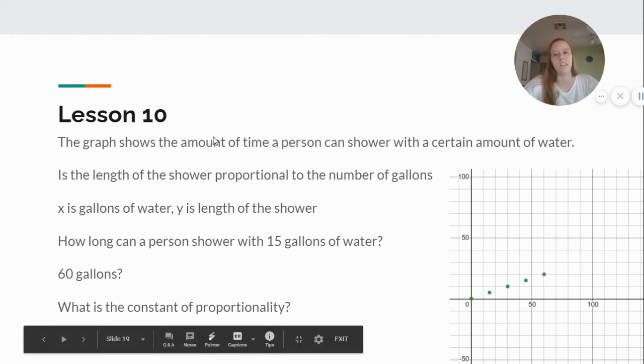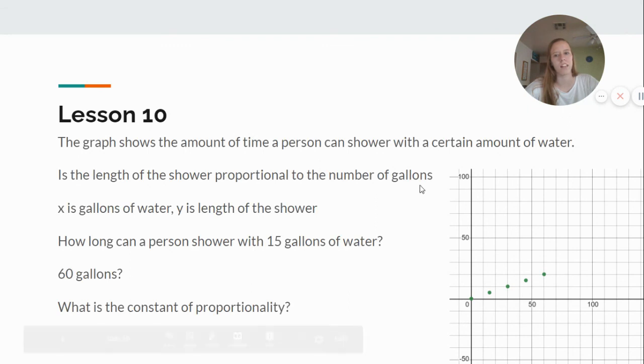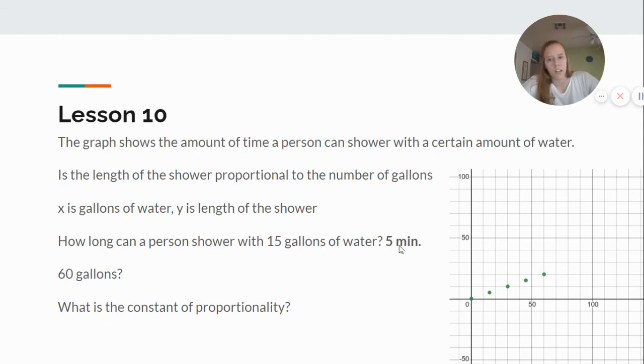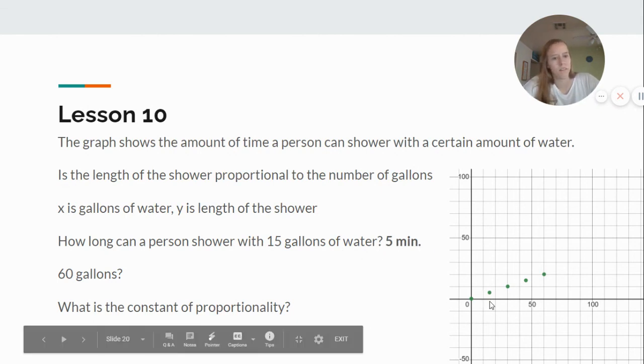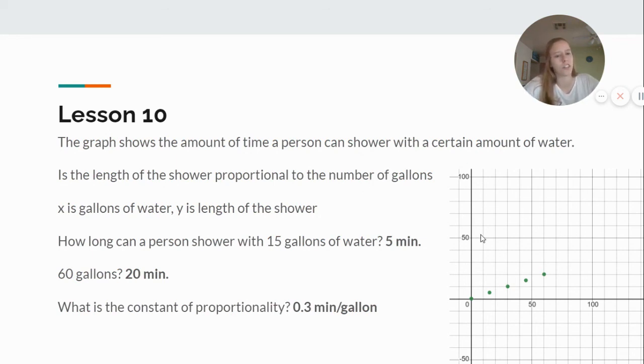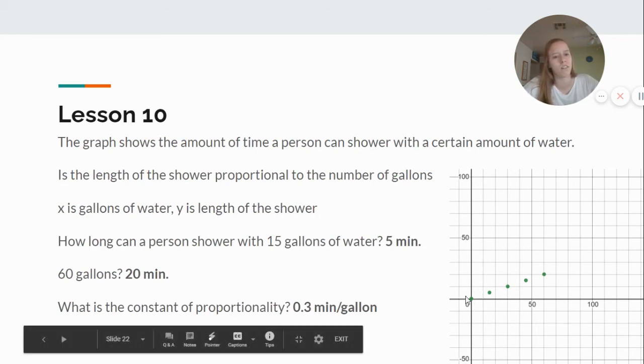Okay, so is the length of the shower proportional to the number of gallons? x is gallons of water, y is length of the shower. So how long can a person shower with 15 gallons of water? 5 minutes. 60 was 20 minutes. Constant of proportionality is 0.3 minutes per gallon. Yes, the length of the shower is proportional to the number of gallons.